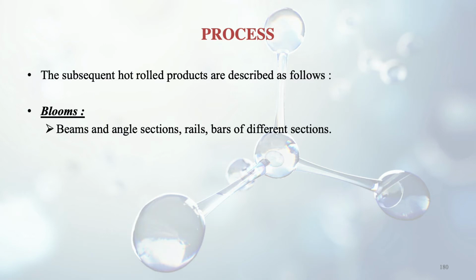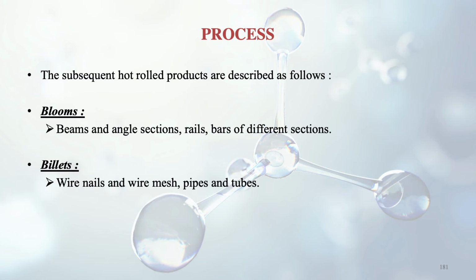Blooms. Blooms are beams and angle sections, rails, bars of different sections. Like you may have seen in common life, there are beams in buildings and there are rails on the railway track. All these are known as blooms. Billets are a different form of this material. These are wire nails and wire mesh, or pipes and tubes. Different uses are there and different names are there.